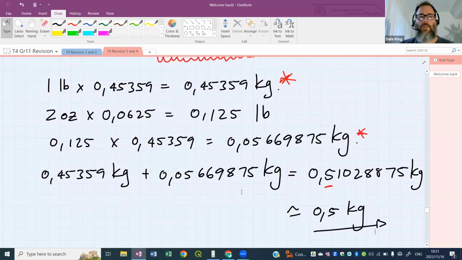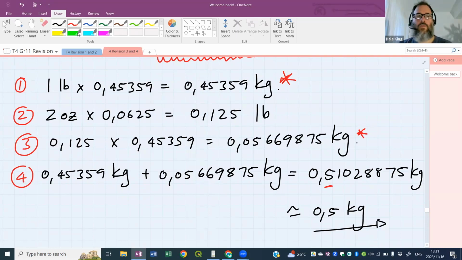Okay, there we go. Step number 1, we converted the pounds first. Step number 2, we converted the ounces to pounds. Step number 3, we converted those pounds to kilograms. And then number 4, we added them up and rounded off. All right, there's your 5 marks. A 5-mark question like this looks big in the beginning, but if you start the process off bit by bit, you finally get there.